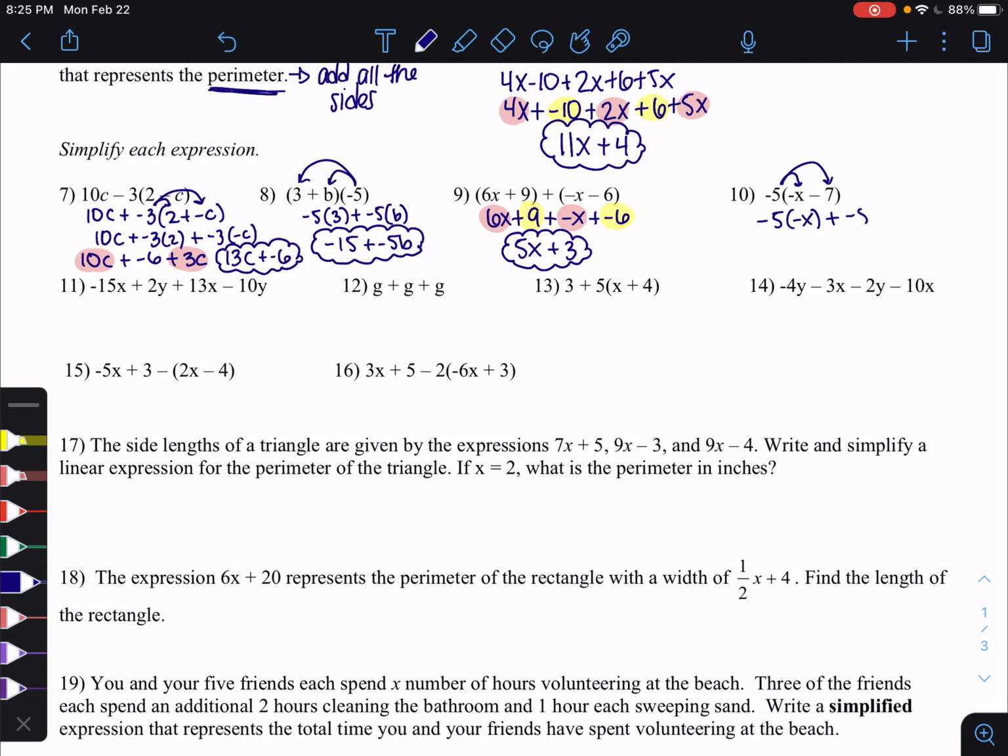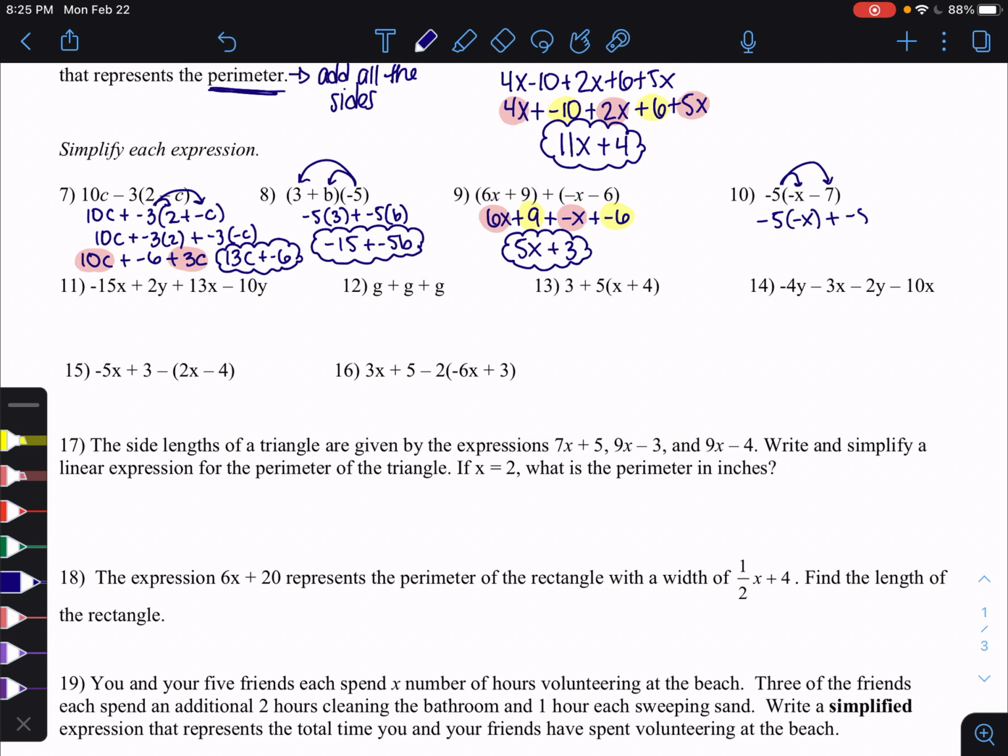Number 12, I've got 1g, 1g, and 1g. That's 3g. Number 13, I'm going to distribute my 5. So 3 plus 5 times x plus 5 times 4 is going to be 3 plus 5x plus 20. In this one, I only have constants that are like terms. So 20 plus 3. So I've got 5x plus 23.